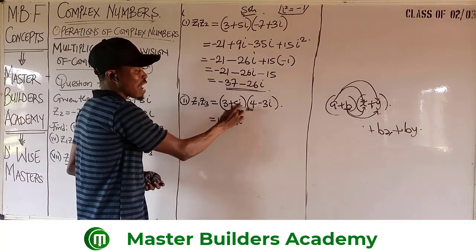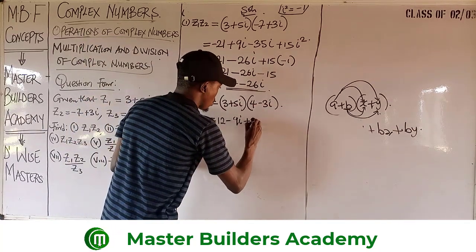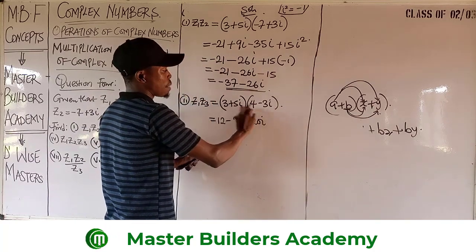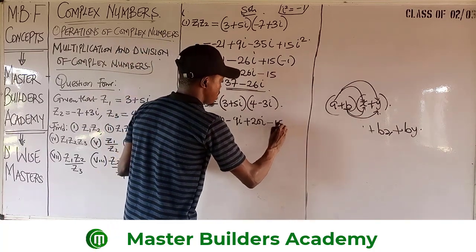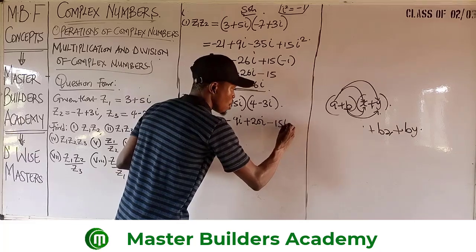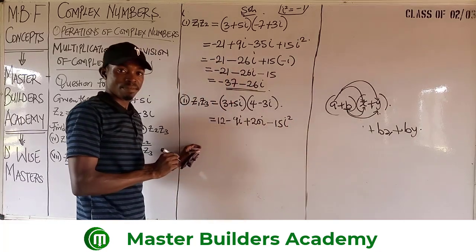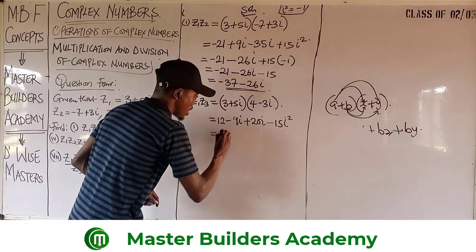Now we move to 5. 5 multiplied by 4 gives us 20i, and 5 multiplied by negative 3i will give us minus 15. i multiplied by i would have given us i squared. Are you there? Now we understand that this is 12.